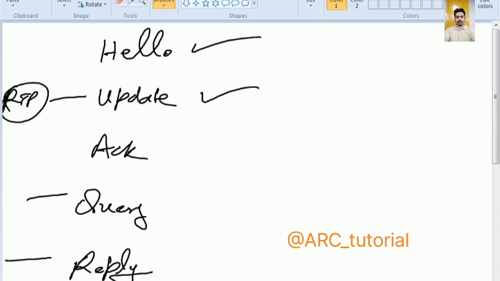Let's say if you have given any update packet to your neighbor, then it is mandatory to receive an acknowledgement back from the neighbor. Even if you have forwarded any query message towards your neighbor, then it is also mandatory to receive an acknowledgement back from that neighbor for which you have generated your query message. For reply also you will be using RTP. It means if you have given a reply message to any neighbor, then it is also mandatory to receive an acknowledgement back from that particular neighbor. Any problem? Fine.